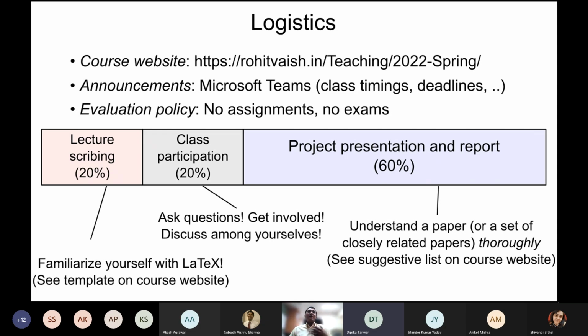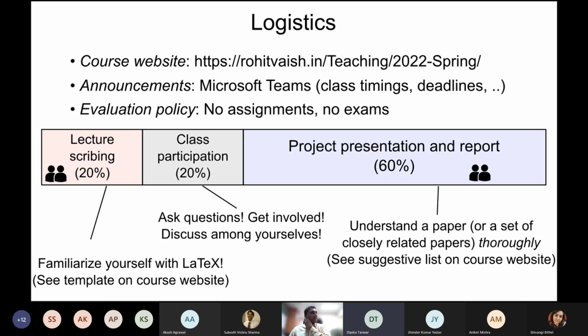I hope that by scribing lectures, you will get some practice in formal writing. By participating in class discussions, you will refine your communication skills as far as discussion is concerned. And by doing the project presentation and report, you will be able to disseminate your work better. You can find a suggestive list of projects on the course website. It's a suggestive list. You don't have to follow it. If you want to work on something else, you are free to do so.